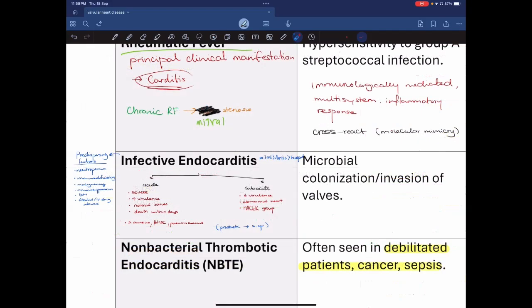Now we'll talk about infective endocarditis. It has two forms, acute and subacute. They differ in severity and in their microorganisms. The acute one has higher mortality. It is a very severe type of infection. The patient can die within days, sometimes weeks.